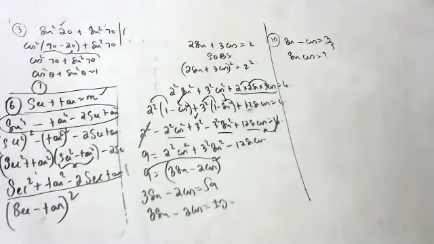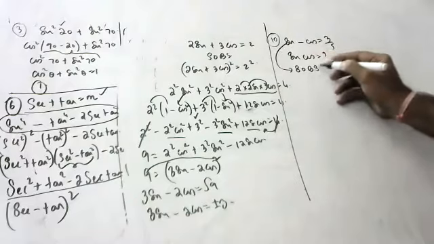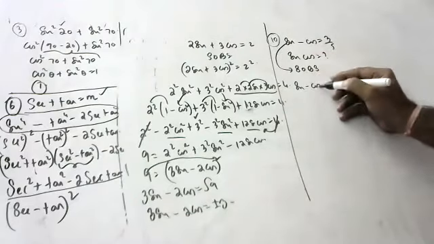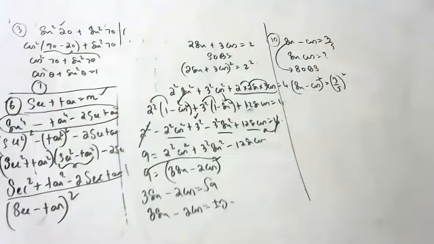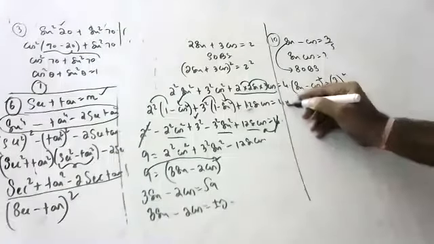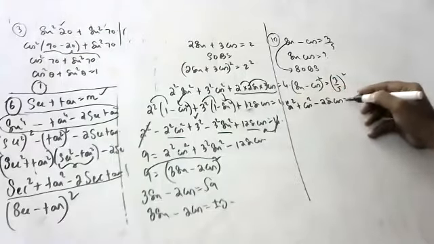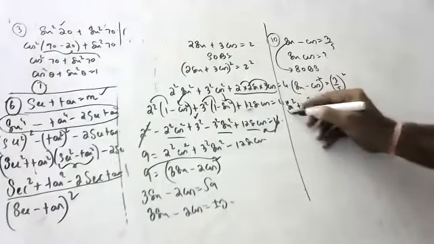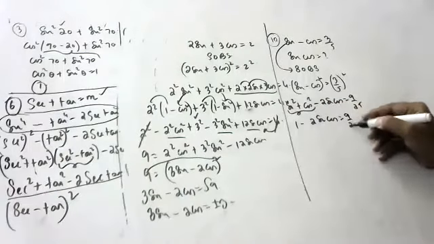Okay, who will tell, children? Anvisa, can you do squaring on both sides? (Sin minus cos) whole square is equal to (3 by 5) square. Now mute your audio, there is a lot of disturbance. Yeah. So children, (a minus b) whole square is a square plus b square minus 2ab, is equal to 9 by 25. This is 1, children. 1 minus 2 sin cos is equal to 9 by 25.